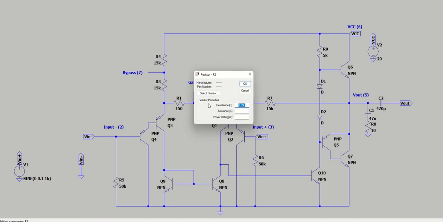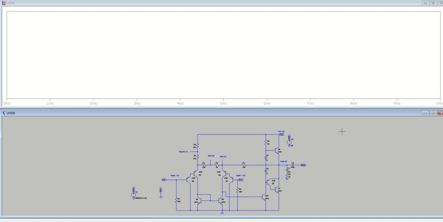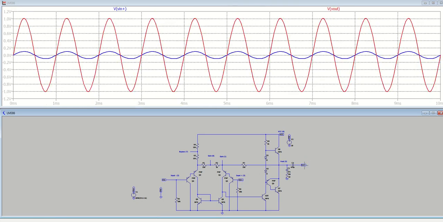So if we roughly double that and make it 3K and then run it, now we're getting a gain of 10.